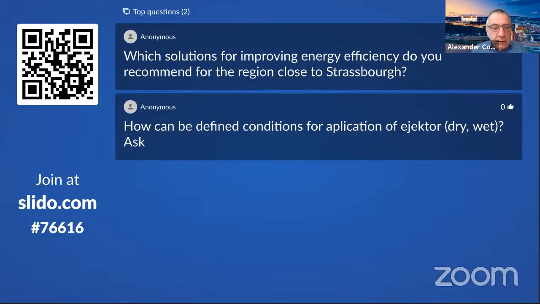I think we can take the second one also. How can conditions be defined for applications of reactor, dry, wet?